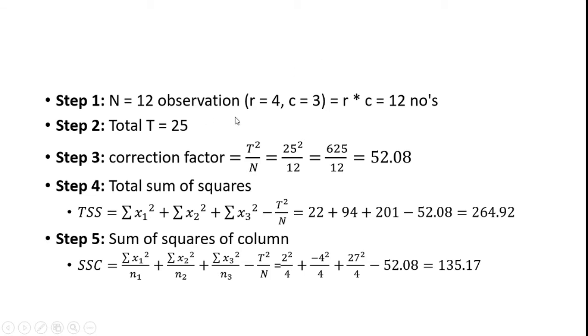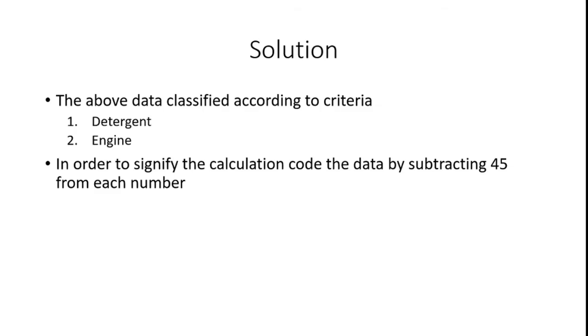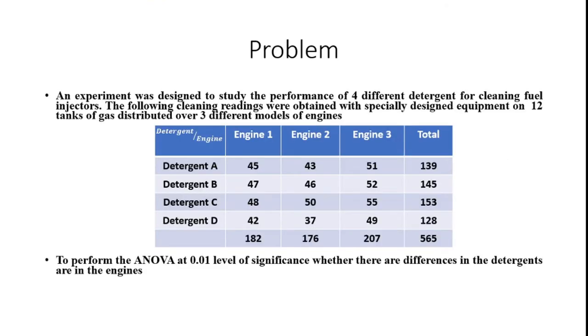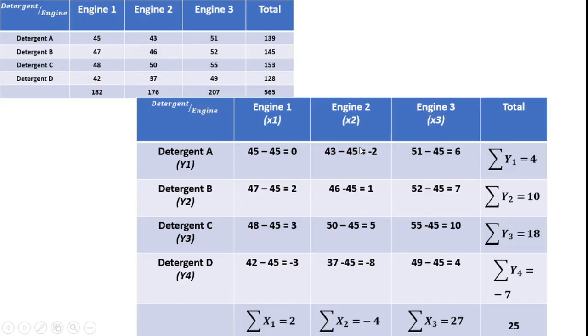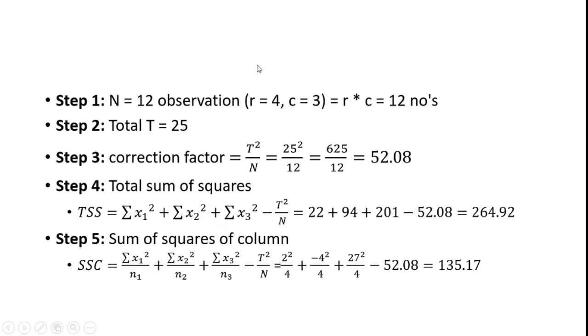Here, what about the rows and the columns? According to the problem, there are four rows, 1 2 3 4, and three columns, 1 2 3 columns available. So rows r is equal to 4, columns c is equal to 3, and N is equal to row into column, which is equal to 12. So 12 observations are available.